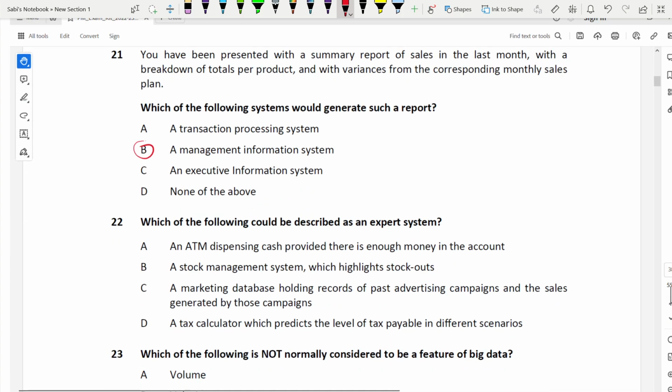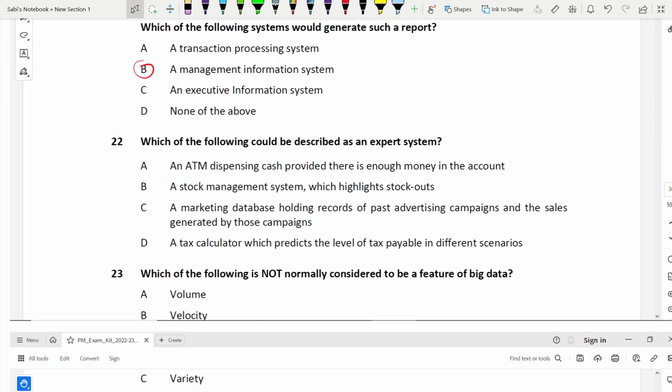22. Which of the following could be described as an expert system once again? First one is an ATM dispensing cash. B, a stock system giving you the level of stock. C, a marketing database holding records of past advertising and generating sales based on that. D, a tax calculator predicting the level of tax payable in different situations. It's D, because for this type of function you need an expert.